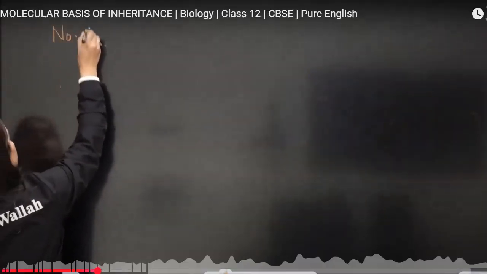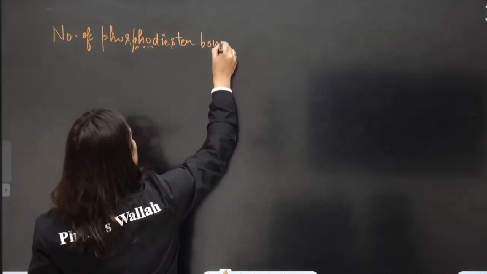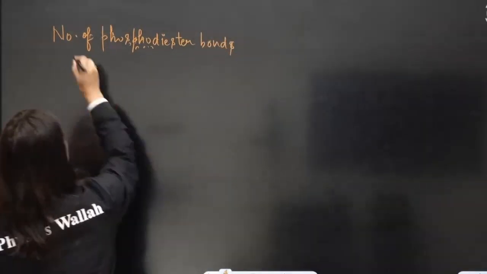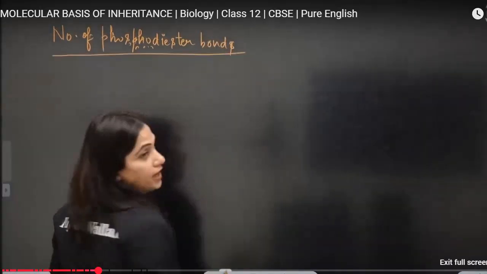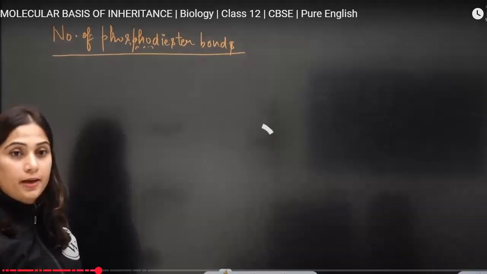calculate the number of phosphodiester bonds. To calculate the number of phosphodiester bonds, let's have a general formula.